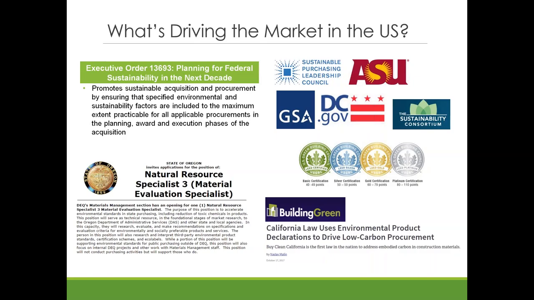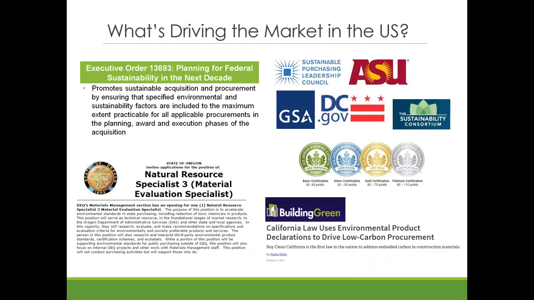Also to remember that in the United States and other parts of the world, there are drivers outside of LEED. Executive Order 13693 was issued by the Obama administration and required that all federal agencies purchase products that had sustainable attributes. And that executive order is no longer being utilized. However, the federal acquisition regulations still exist that do require sustainable purchasing in the federal government. We're also seeing states like Oregon hiring specialists in toxicology to start looking at material ingredient reporting information about products they buy throughout the state.